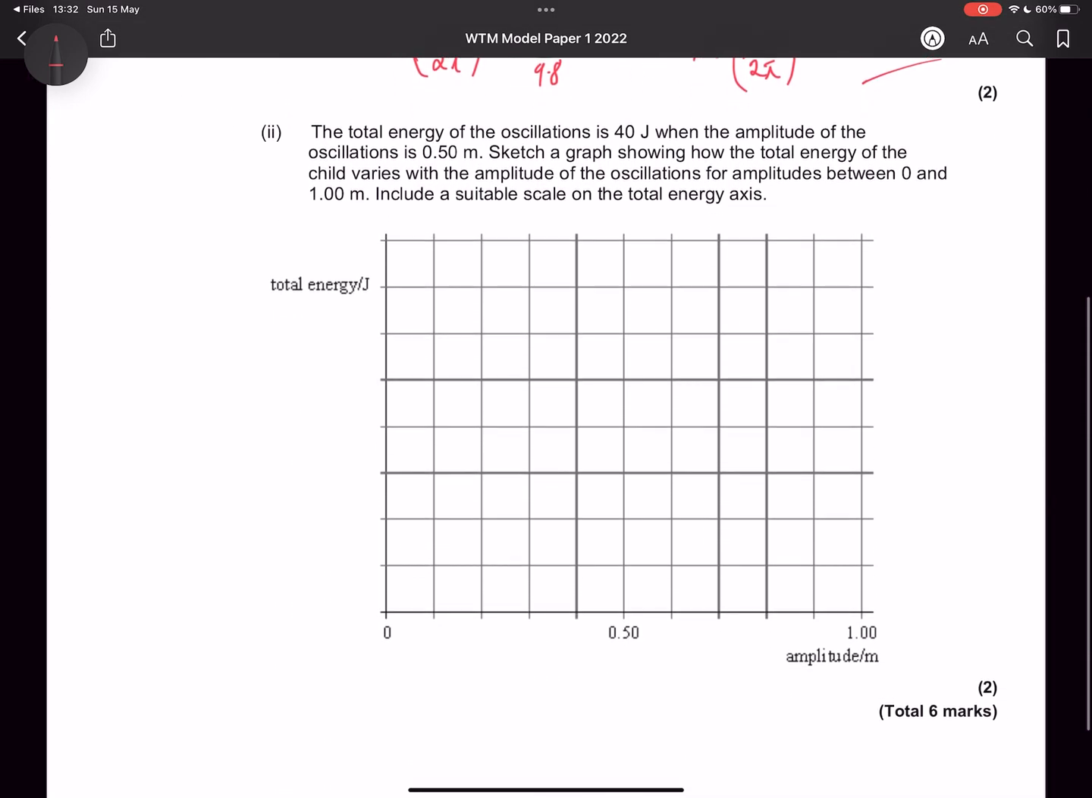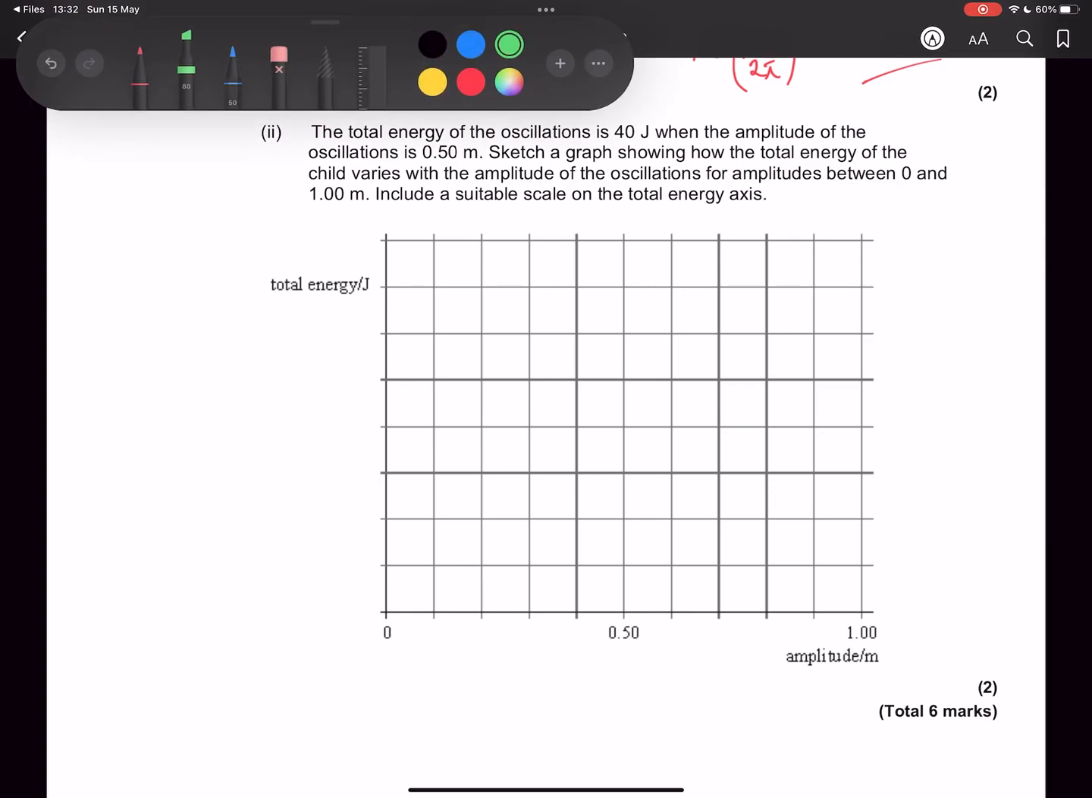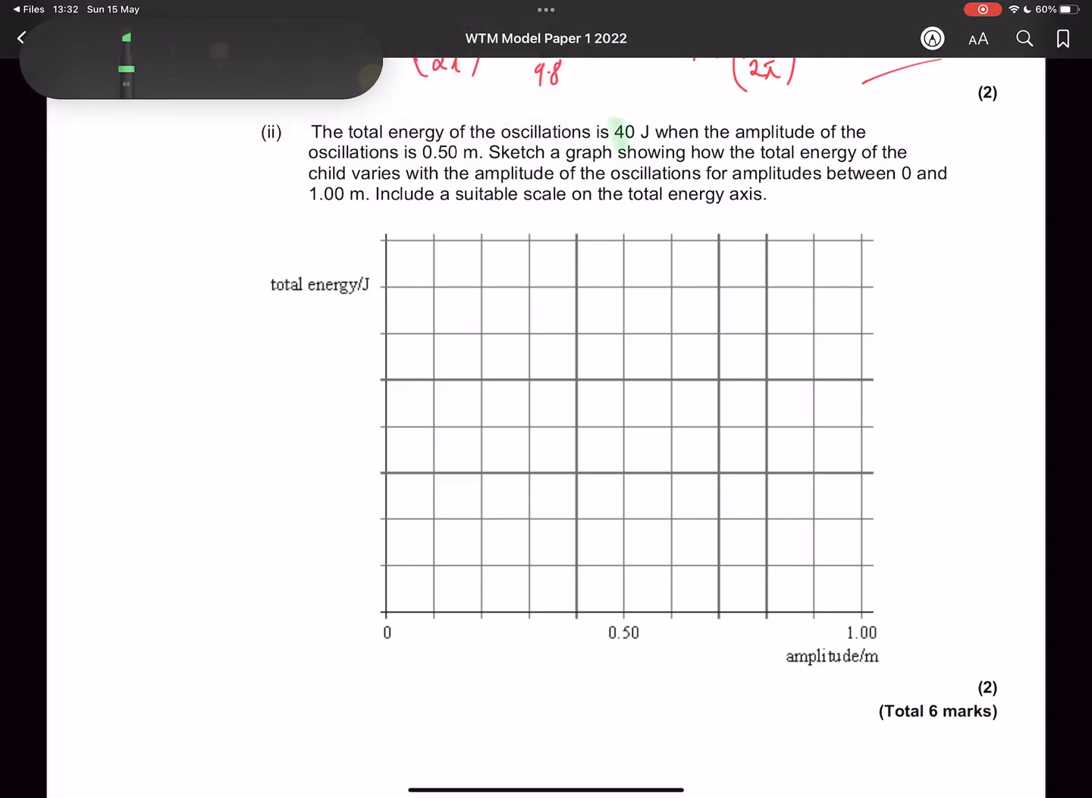Now this question is another kind entirely. This one is extremely challenging. For 2 marks in particular, this requires way too much work. So, we're told the energy of oscillation is 40 joules when the amplitude is 0.5. So that's going to be a plotting point here immediately. We know that.